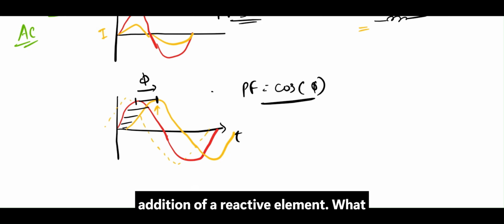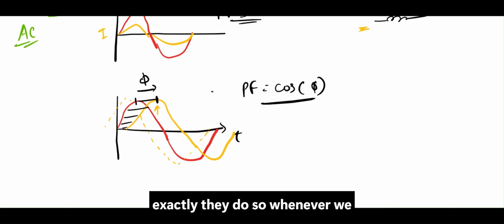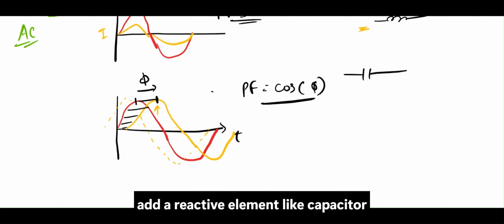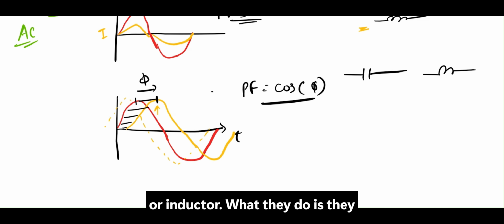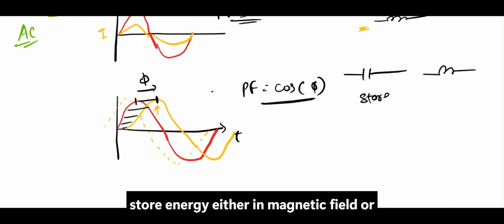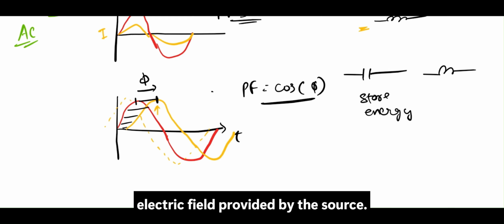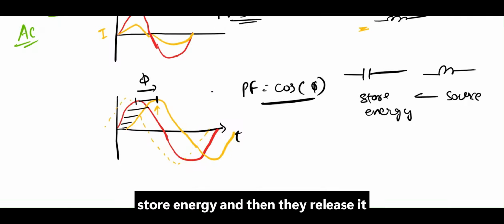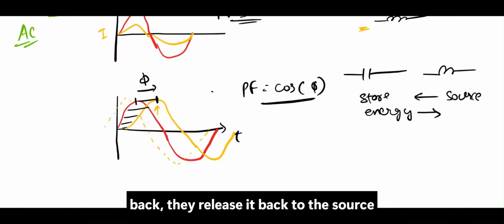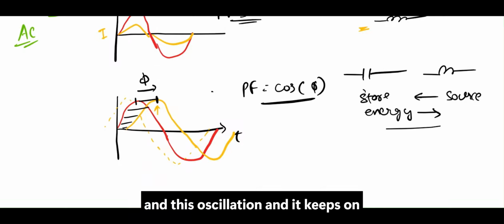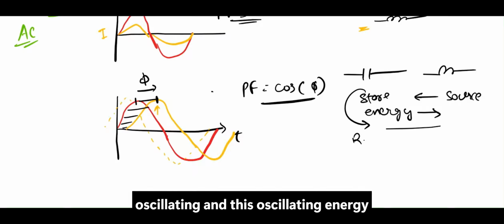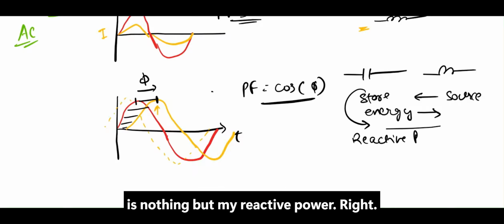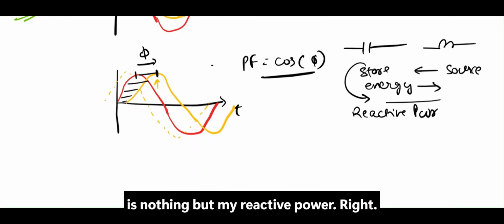What exactly do they do? Whenever we add a reactive element like a capacitor or inductor, they store energy either in a magnetic field or an electric field provided by the source, right? When the source charges them, they store energy and then they release it back to the source, and it keeps on oscillating, and this oscillating energy is nothing but my reactive power, right?